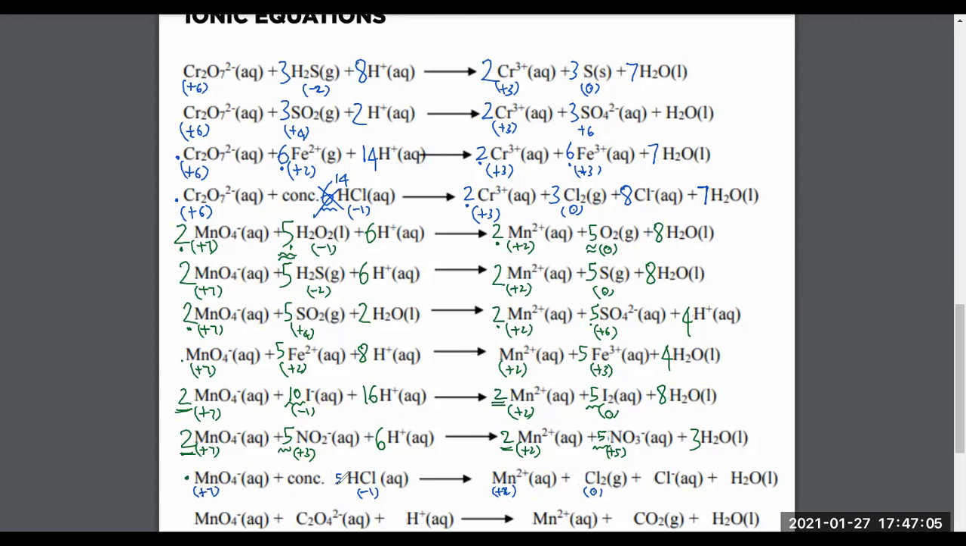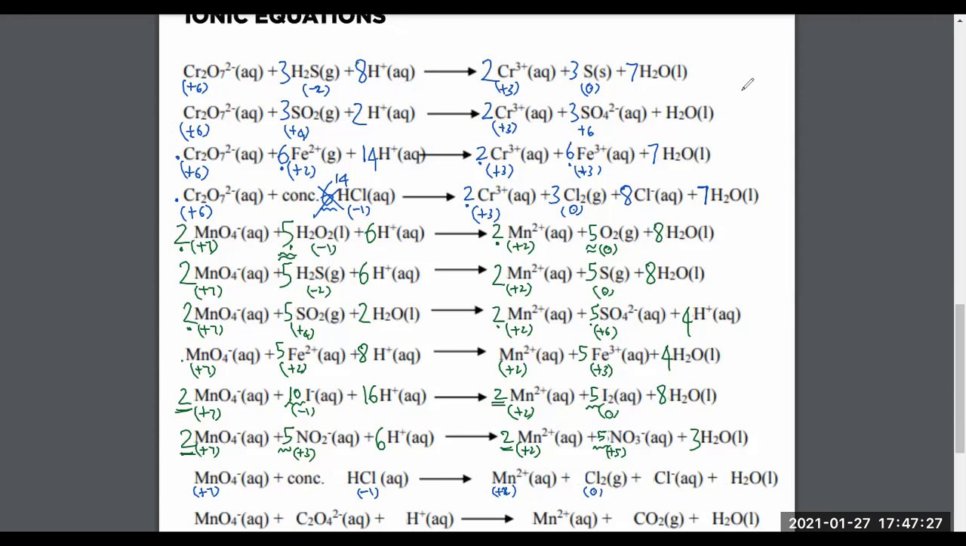It's already balanced. Using this 5, I have to balance this chlorine. But there is a problem. With this 5, I can't balance this chlorine because we have an odd number here and an even number here. Therefore, what should I do? Instead of putting 5 and 1 here, I should put 2 and 10 here.